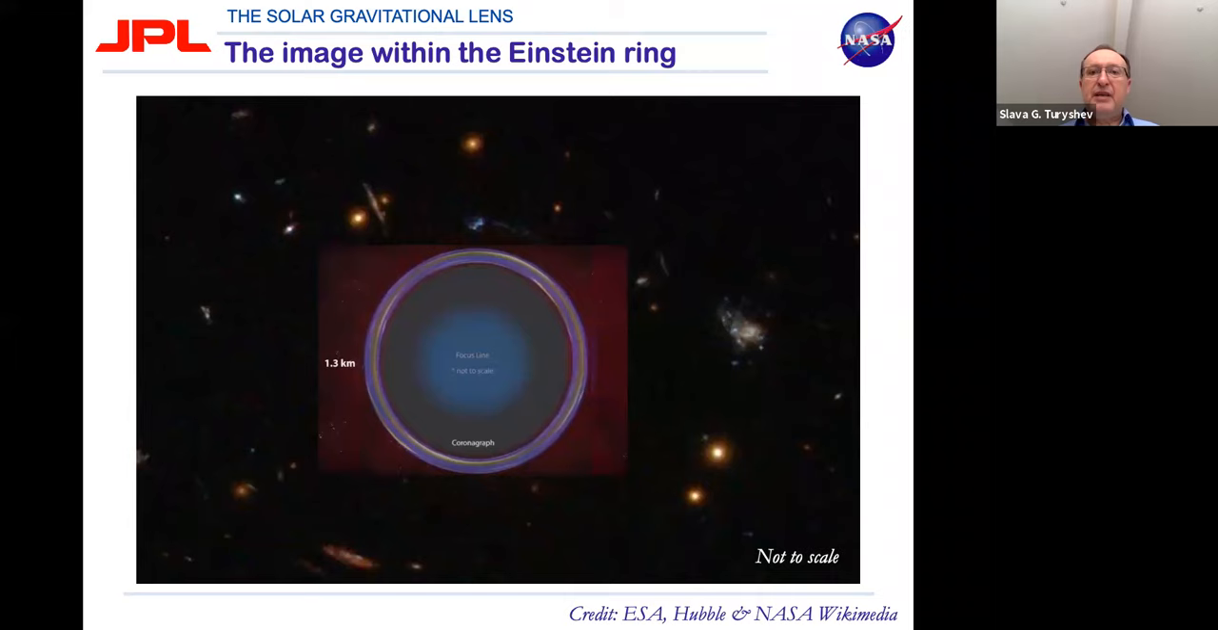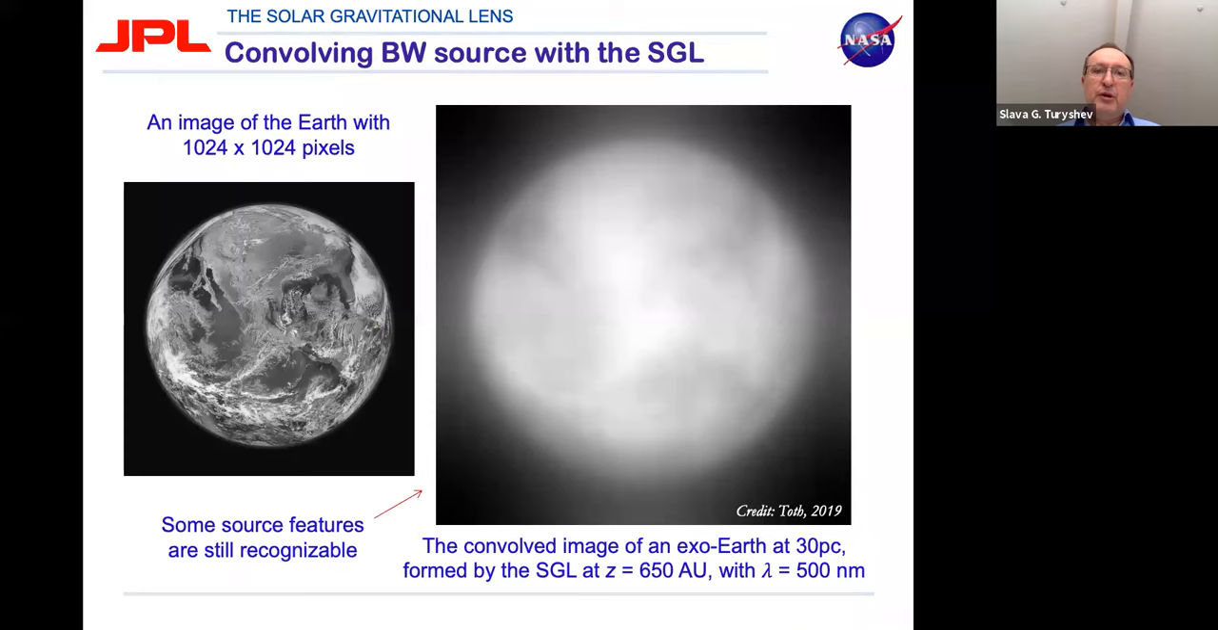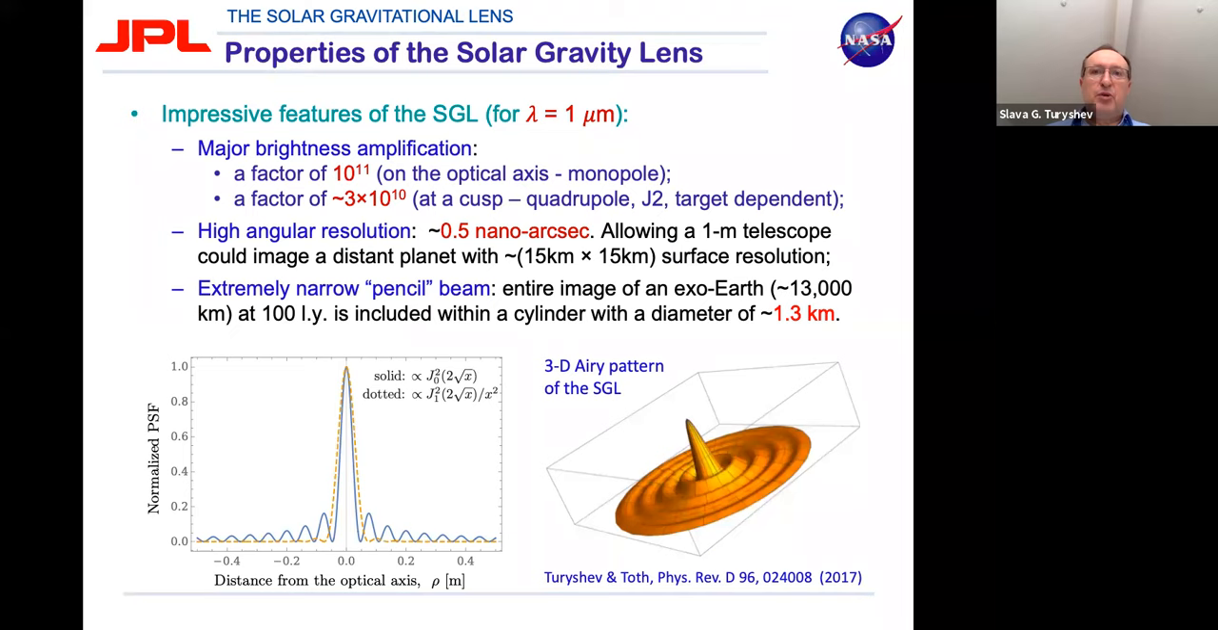Now let me move on. So essentially, this is the summary of optical properties of the solar gravitational lens. For convenience, if I take one micron as an observing wavelength, the solar gravitational lens provides me a very large amplification factor, which is given by the ratio of the solar Schwarzschild radius, which is about 3 kilometers, divided by the wavelength. And so on the optical axis, the amplification factor is 10 to the 11th. If I use a 1 meter telescope, that amplification factor is now averaged, it's 10 to the 9th, but still quite high.